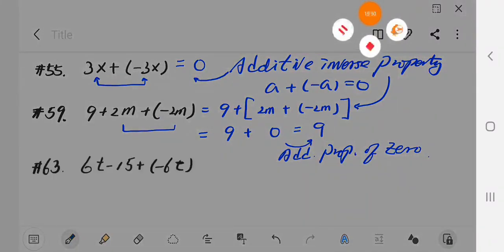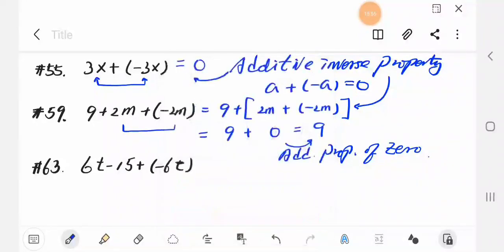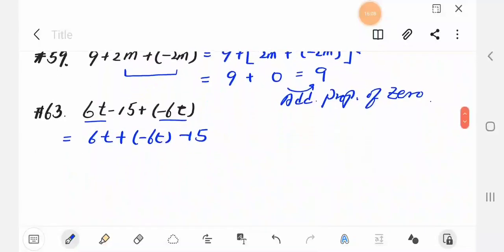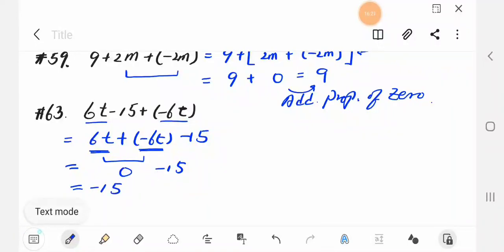Okay, let's try the next number, number 63. We have 60 and minus 60. So let's put them together using the commutative property: 60 plus negative 60, minus 15. In this case, 60 and negative 60, you are adding two numbers, the same number with different signs, so this becomes 0, right? So 0 minus 15 is equal to what? Negative 15. 0 minus 15 is negative 15, right?